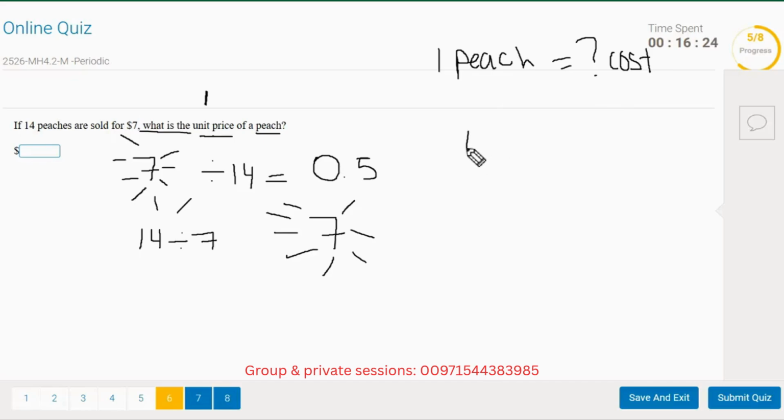If you do it the other way, if you do 14 divided by 7, then it will flip it. You'll be converting the 14 into a number of dollars, like how much $1 costs in peaches. That will cause confusion and will be incorrect. This will be 0.5.